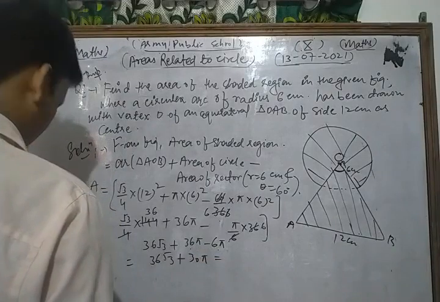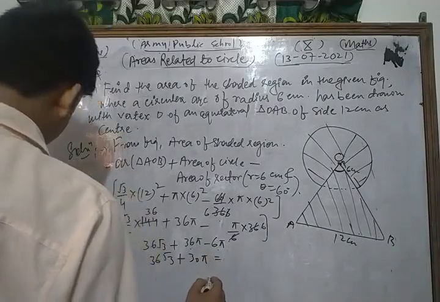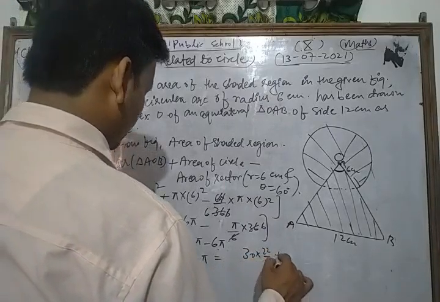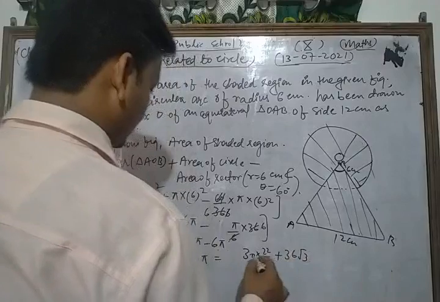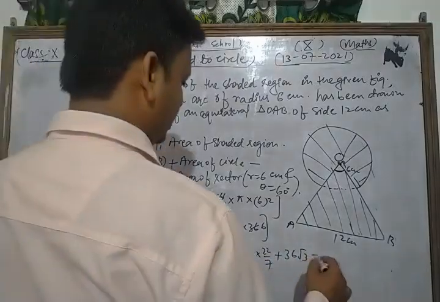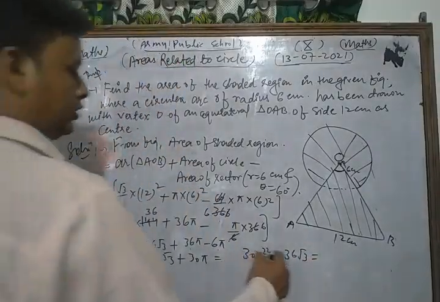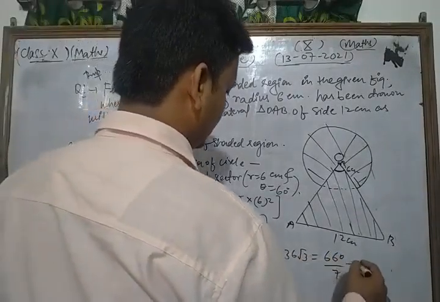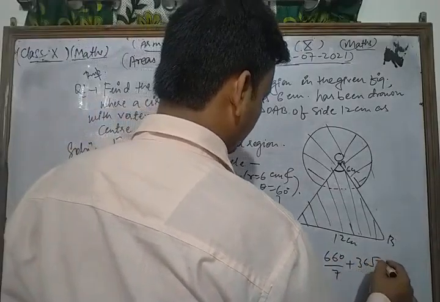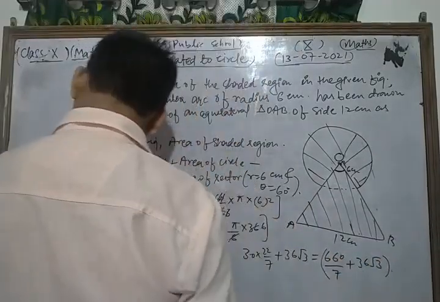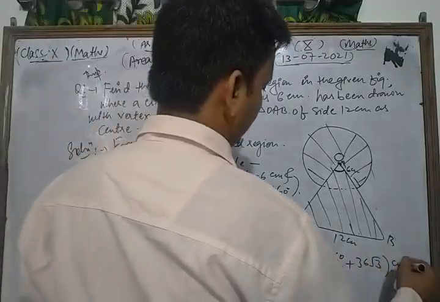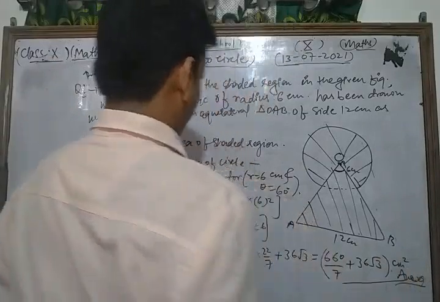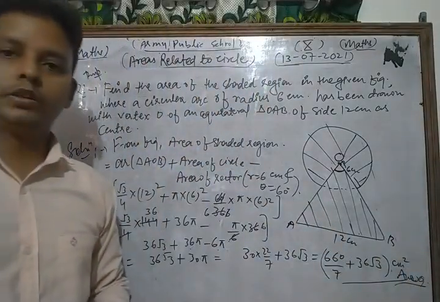Now the value of pi is 22 upon 7. So we get 30 into 22 upon 7 plus 36 under root 3. So we get 660 upon 7 plus 36 under root 3 centimeter square. This is the required solution of the given question.